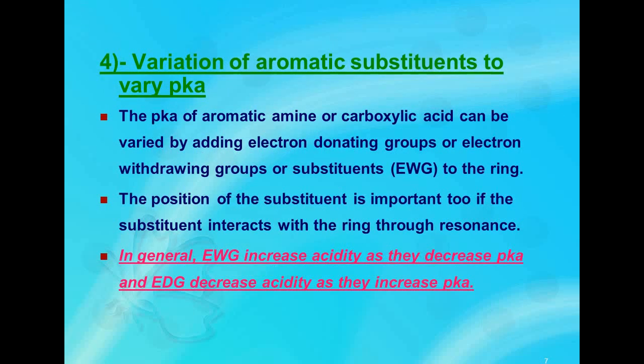Now coming to the variation of aromatic substituents to vary the pKa. The pKa of an aromatic amine or carboxylic acid can be varied by adding electron donating or electron withdrawing groups or substituents to the ring. The position of the substituent is important too if the substituent interacts with the ring through resonance. In general, electron withdrawing groups increase acidity as they decrease the pKa, and electron donating groups decrease acidity as they increase the pKa.